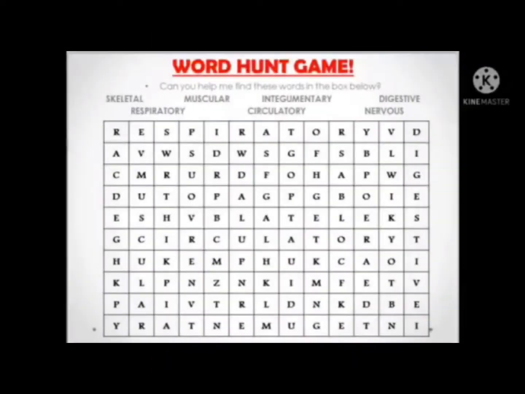Pero before we start, meron kaming inihandang isang word hunt game para sa inyo. So, ready na ba kayo? Start na tayo! So, for this word hunt game, meron kayong 7 body systems na kailangang mahanap. And we're only giving you 1 minute para makumpleto yung 7 body systems na yon. And your timer starts now.